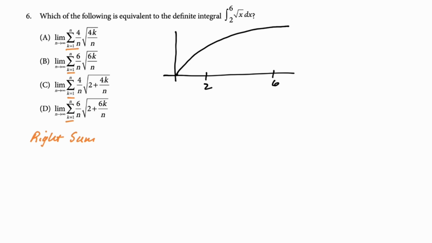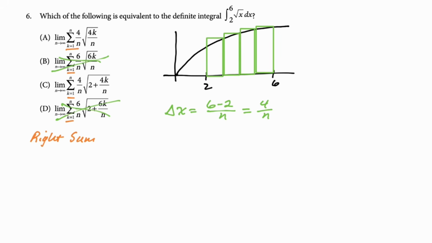So we're doing a right Riemann sum, so let's just put in some rectangles. We know that we need to calculate a delta x, so that's going to be 6 minus 2 divided by n, or 4 over n. Now this is an important step because if you look at all the answer choices, 2 of them are using 6 over n as the delta x. So we can cross those out. And now we're just down to A and C.